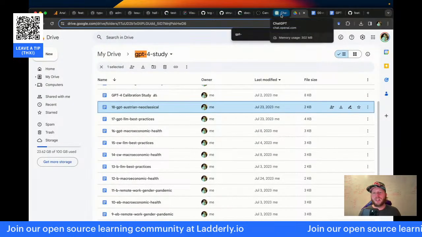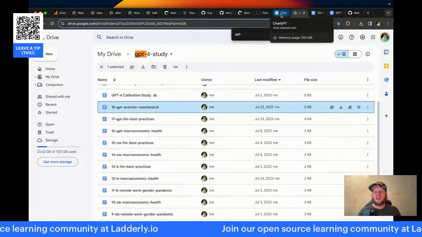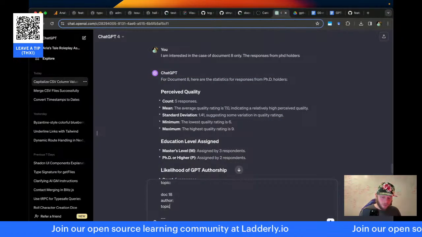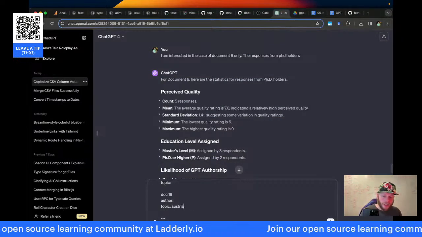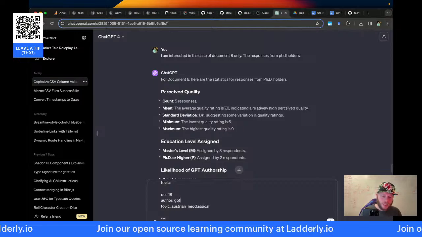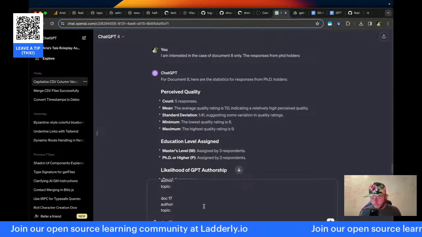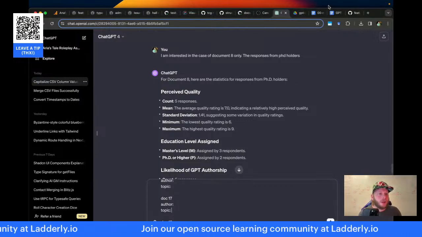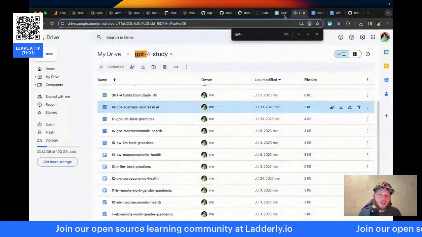Okay, so GPT is Austrian neoclassical. We can just call the topic Austrian neoclassical, and the author is GPT. 17, ask ChatGPT to output a list of the names. What do you mean? It doesn't know them. It doesn't know their names.